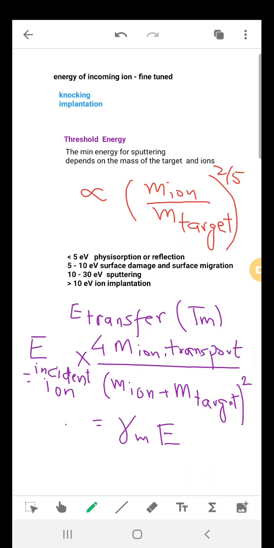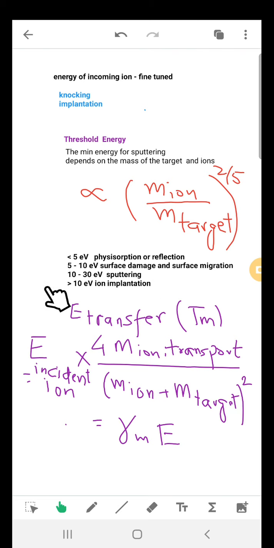Now, as we have said, a lot of possibilities are there when an ion is bombarding a target. We have to take care of mainly these two possibilities. That means either we want the ion to get implanted, or we want the atom to get knocked off. So based upon that, we have a threshold energy, that is the minimum energy required for the atom to get knocked out of the target, and it depends on the ratio of the mass of the target and the ion. So it is proportional to the mass of the ion by the mass of the target to the power 2 by 5.